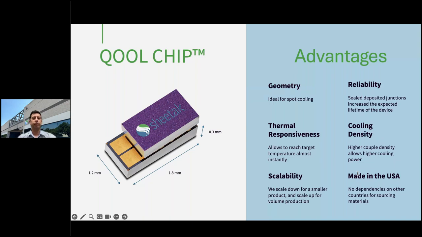Depositing materials enables us to build a very couple-dense product, which means high cooling density in a very small form factor. Because we eliminate pick and place with deposition, we can scale down the size of the devices but still produce at volume quantities. And compared to anyone else in the industry, we source all of our raw materials in the US. All of our production is done locally.